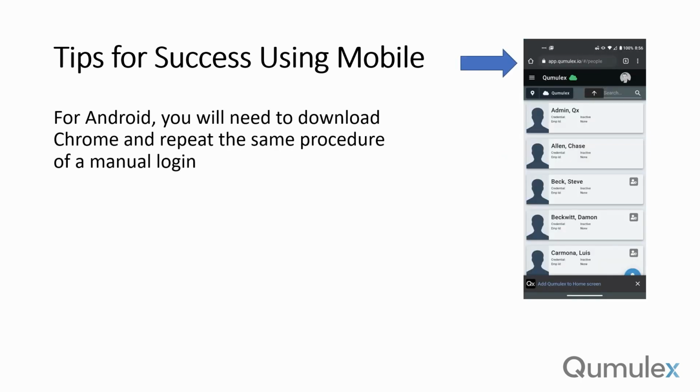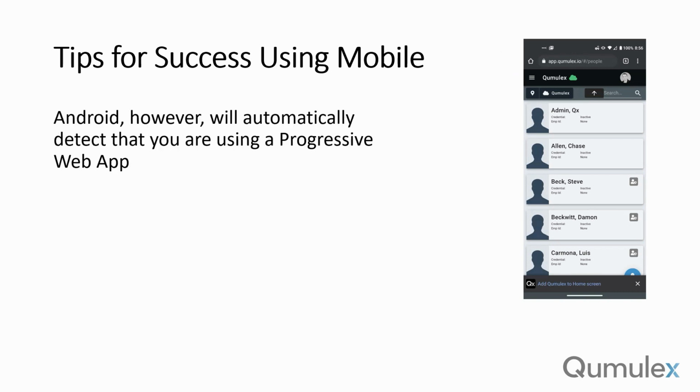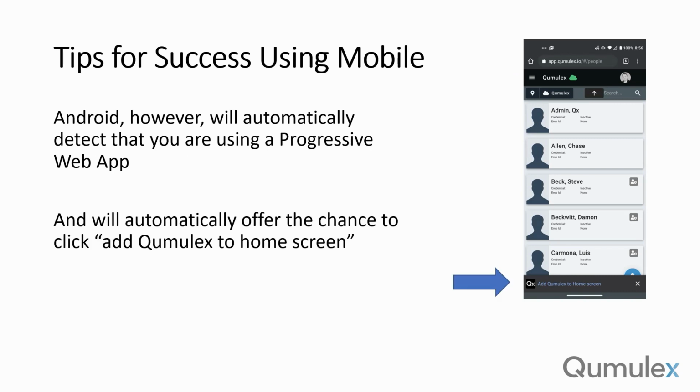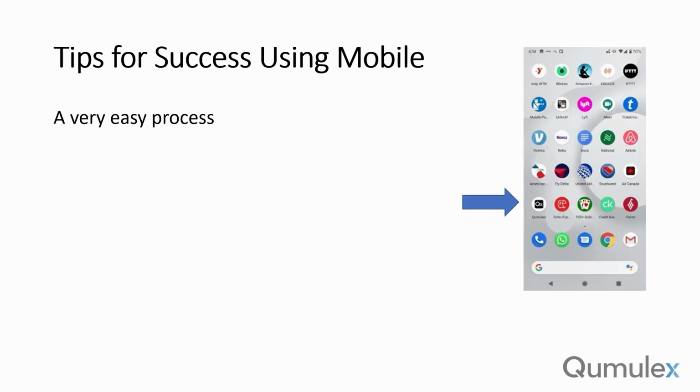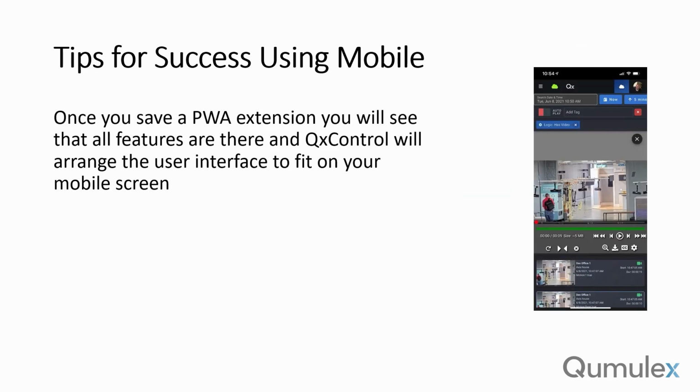Now on Android, this is going to be pretty similar. Difference is the preferred browser on most Androids will be Chrome. So you will need to download Chrome, and then you will repeat the same procedure of manually logging in. However, Android makes it even easier because it sees that you're using a PWA, and it's going to offer you the opportunity to add to home screen just by clicking on it. So that makes the process very, very easy.